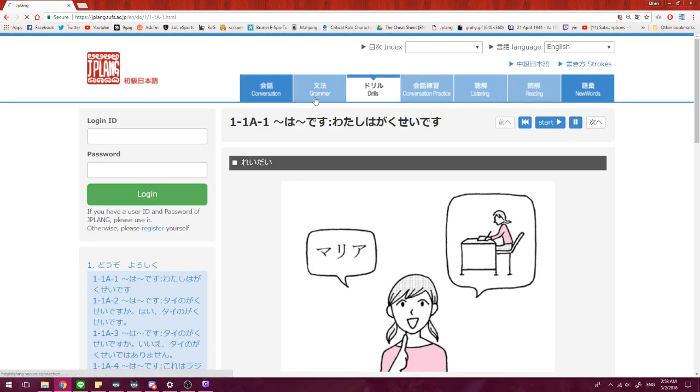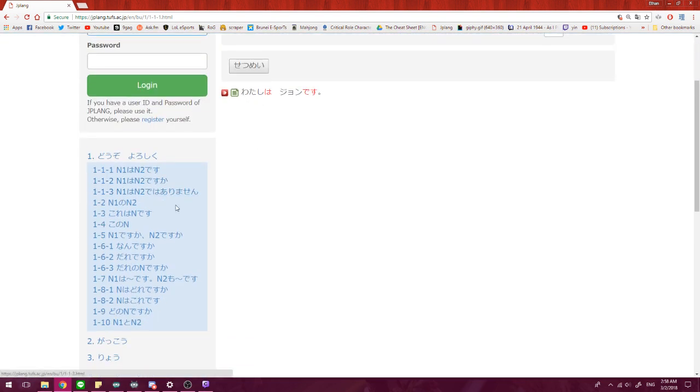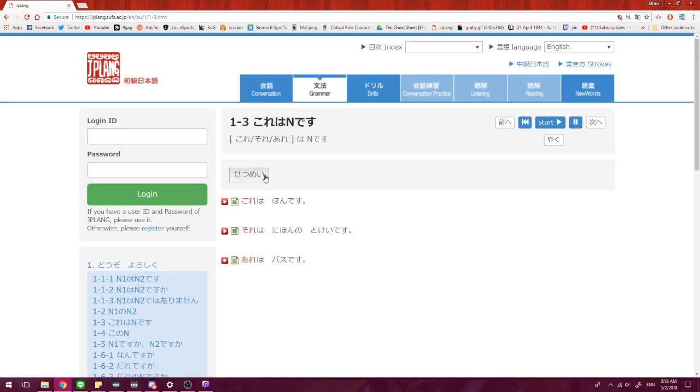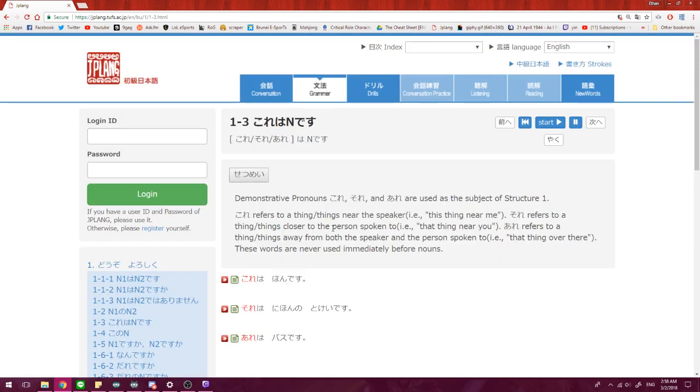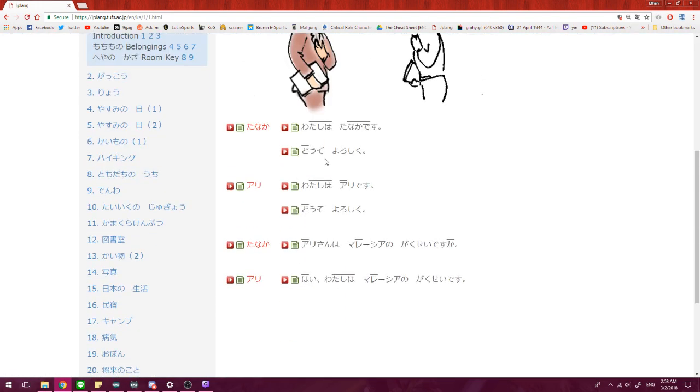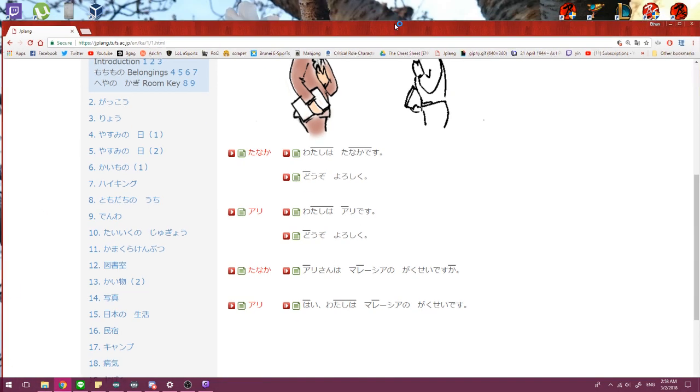It's basically practice. And this is the grammar bit, which basically has all the grammar. It's on the left side. So for example, if I click kore wa en desu, then you will see this is basically all I use to explain things, right? Everything I use to explain is almost exclusively from this website. And basically, pretty much, yeah. So, that being said, that's basically all the time I'm going to give.